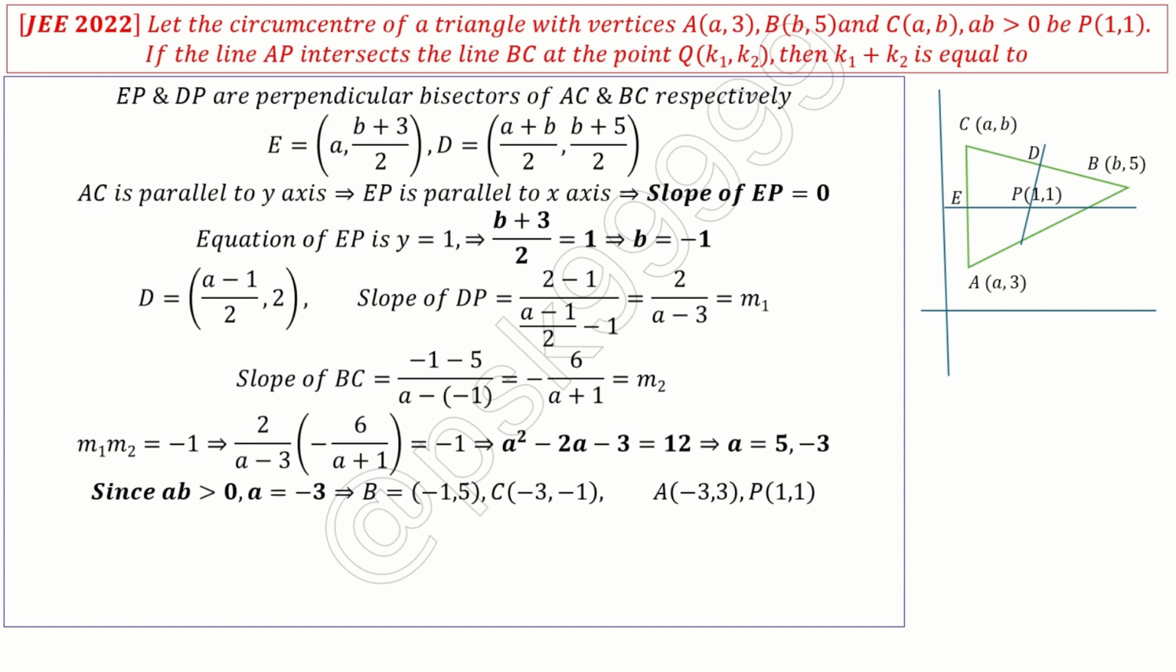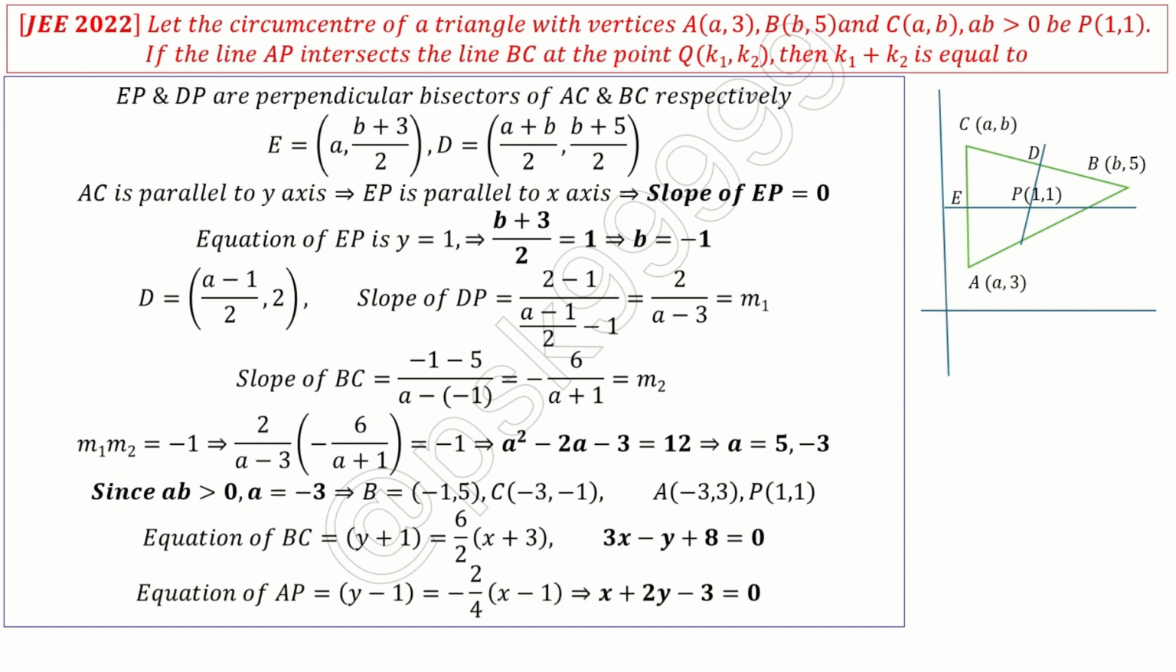Since ab is greater than 0, a is equal to minus 3, and with that we get all the points' information. B is (-1, 5), C is (-3, -1), A is (-3, 3), and P is (1, 1), which is given anyway. Now the equation of BC from these two points I can derive, and the equation of AP, which is x plus 2y minus 3 equal to 0.